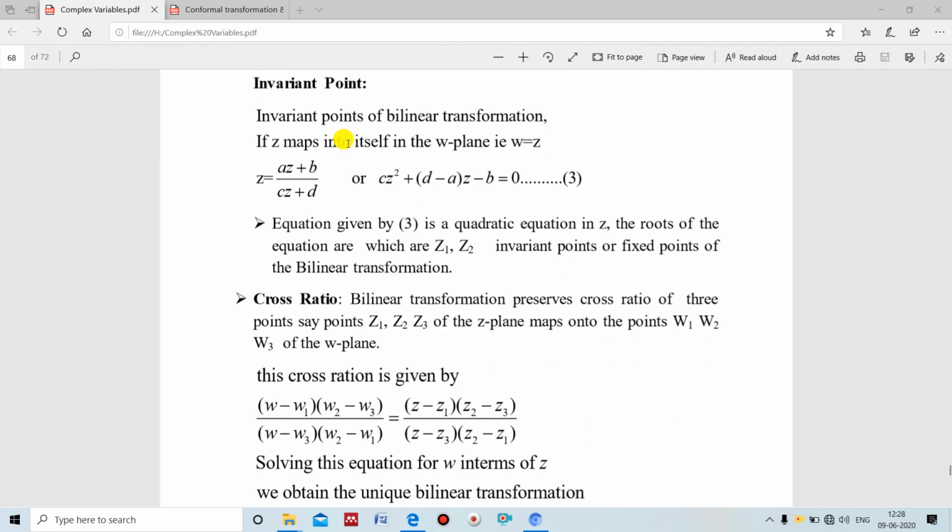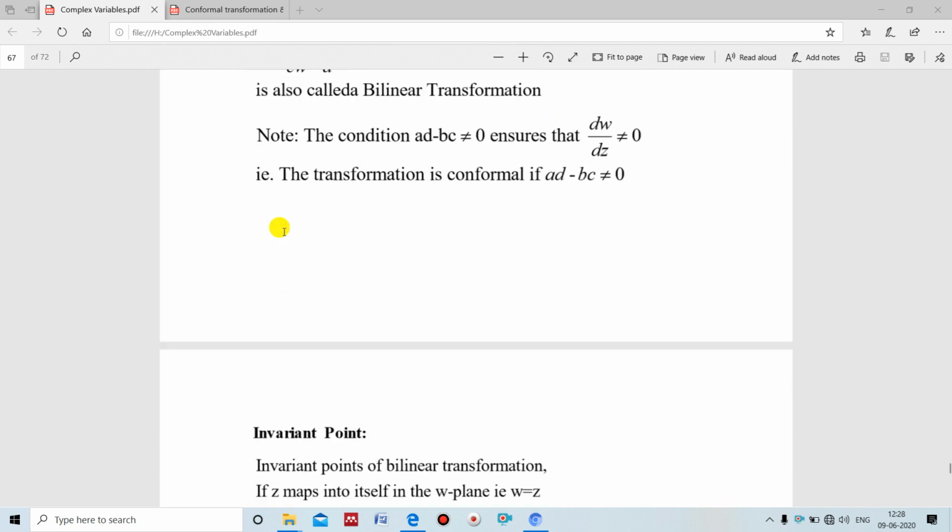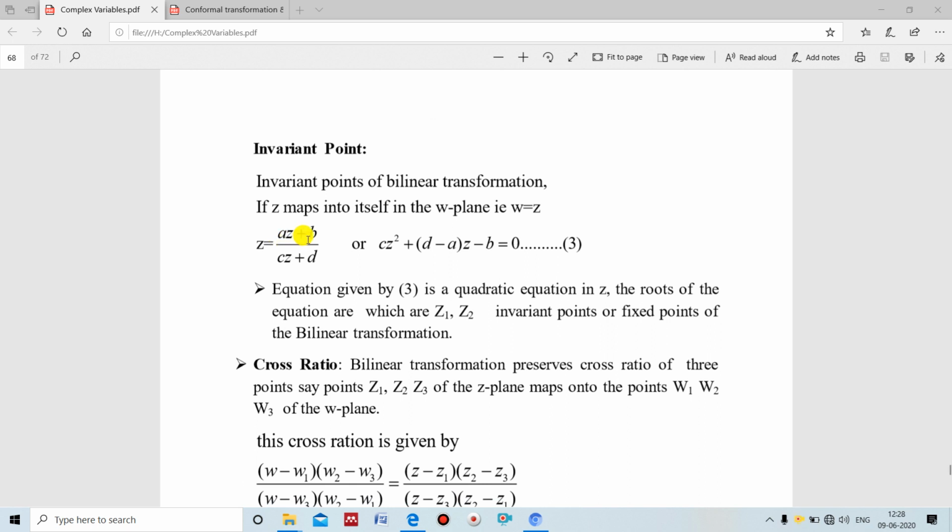Next is invariant point. Invariant point of a bilinear transformation means Z maps into itself in the W plane, that is W is equal to Z. Put W is equal to Z in the bilinear transformation, we get Z is equal to AZ plus B divided by CZ plus D. On simplification, we get CZ square plus (D minus A) into Z minus B is equal to 0. It is equation number 3.